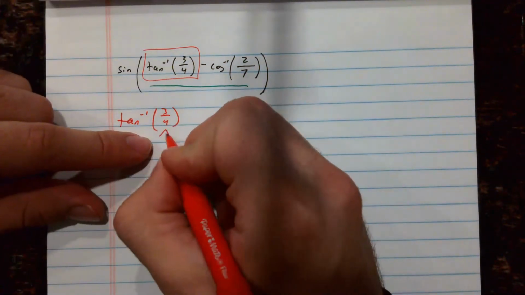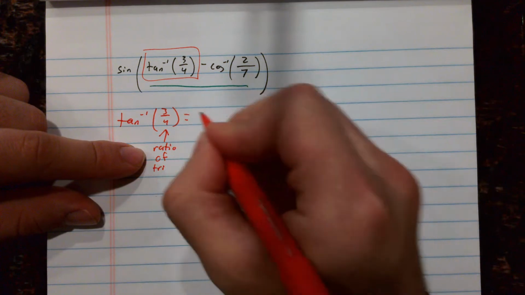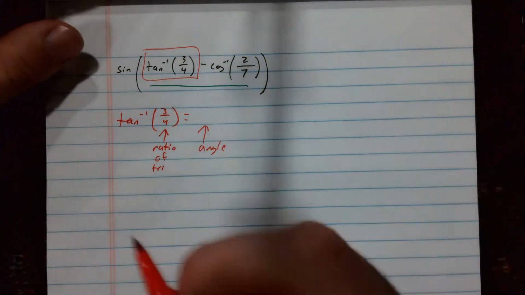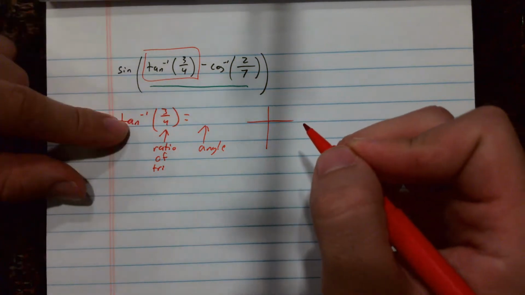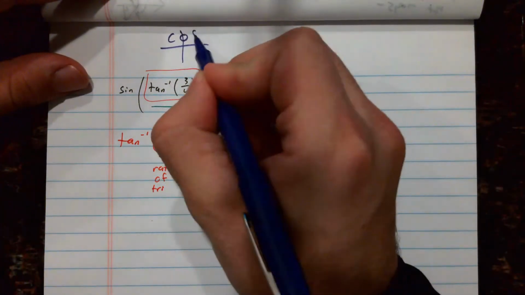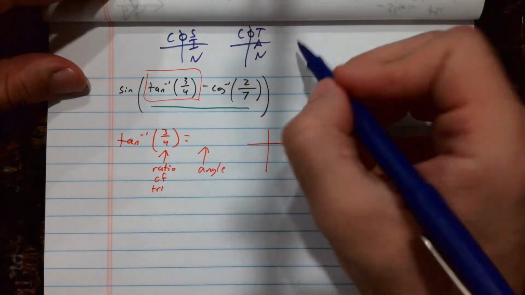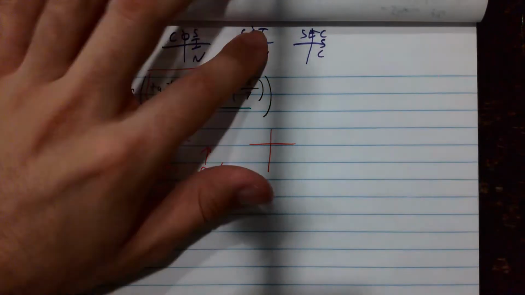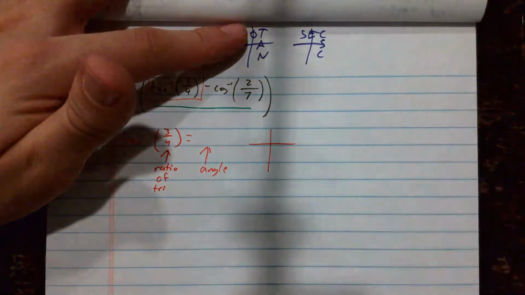Now, with inverses, this is a ratio of a triangle, and I'm looking for an angle. So I'm going to go ahead and draw my triangle. Tan inverse. If we forgot, we can have a little graphic organizer here. For the inverses, we have sine, cosine, tangent, cotangent, secant, cosecant. So tangent inverse lives here. So 1 and 2, or 1 and 4, is positive. So it's going to be in the first quadrant.